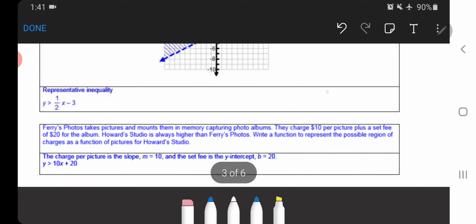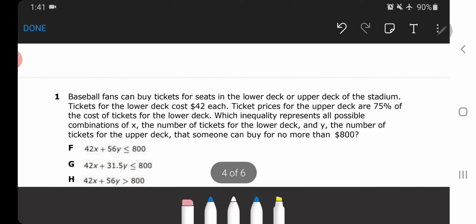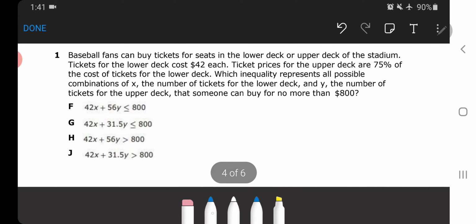Alright, just as an example. Now let's look at some problems down here. It says baseball fans can buy tickets for seats in the lower deck or upper deck of the stadium. Tickets for the lower deck cost $42 each. Ticket prices for the upper deck are 75% of the cost of tickets for the lower deck. Which inequality represents all possible combinations of x, the number of tickets for the lower deck, and y, the number of tickets for the upper deck, that someone can buy for no more than $800?